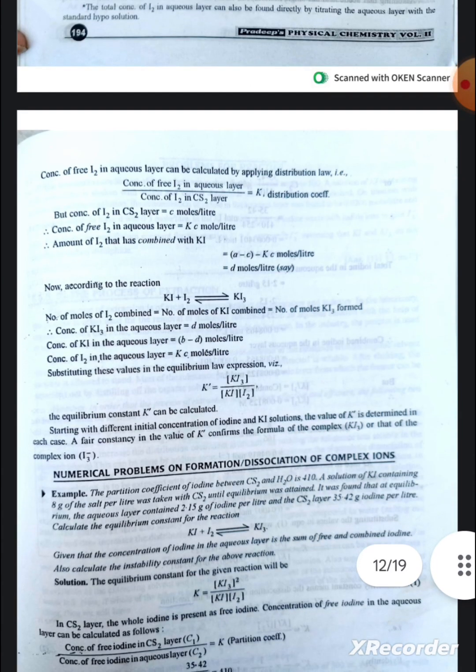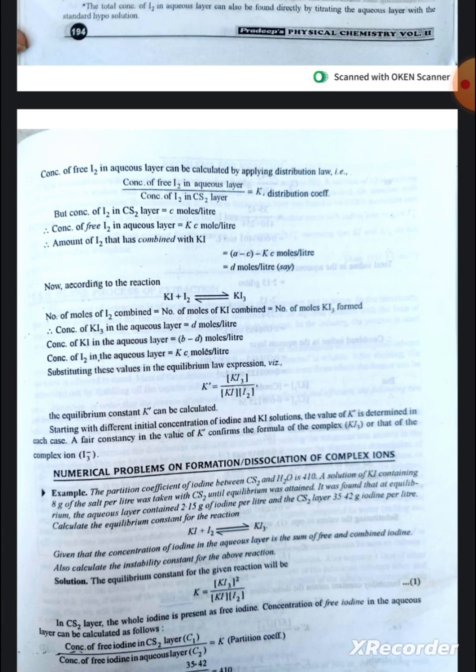Concentration of free I2 in the aqueous layer can be calculated by applying the distribution law, that is, concentration of free iodine in the aqueous layer by concentration of iodine in the CS2 layer is equal to K. But the concentration of iodine in the CS2 layer is equal to C moles per liter and the concentration of free iodine in the aqueous layer is equal to Kc moles per liter. So the amount of iodine that has combined with KI is equal to A minus C minus Kc moles per liter, equal to D moles per liter.